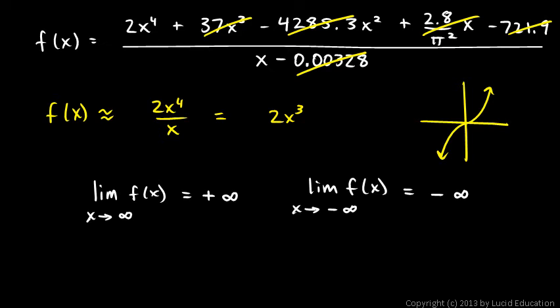To do this, you just have to remember the end behavior for polynomial functions, and then the end behavior from all the rational functions follows from that. So let's just review real quick the end behavior of polynomial functions.